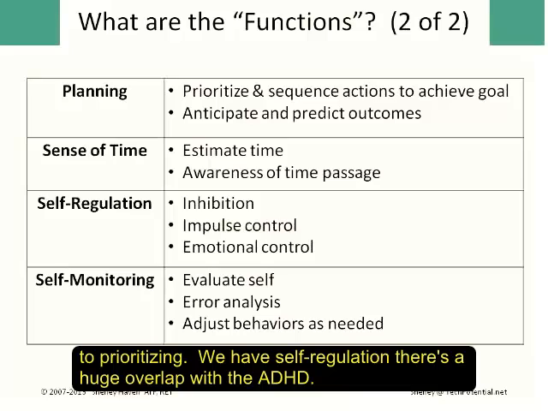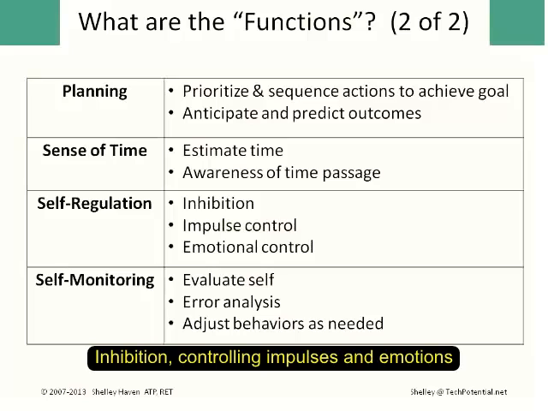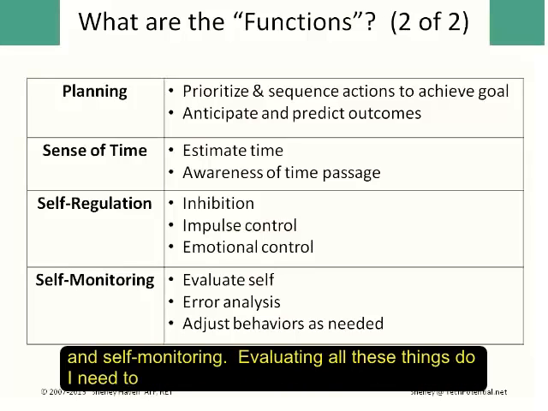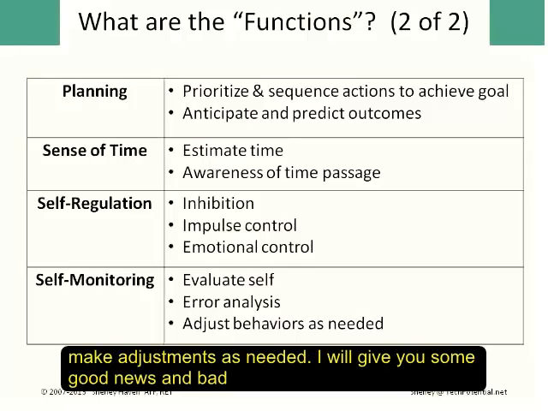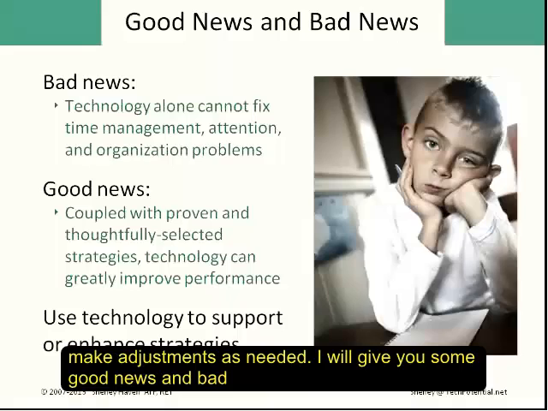The next to last one here is self-regulation, and obviously there's a huge overlap with ADHD: inhibition, controlling impulses and emotions. And then finally self-monitoring as well. Self-monitoring is evaluating all these different things, seeing how I'm doing, whether I need to make any changes, and making adjustments as necessary. So let me move on.